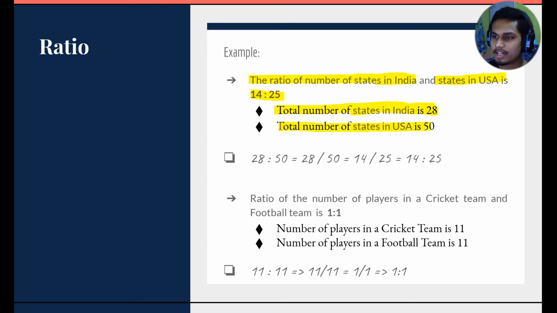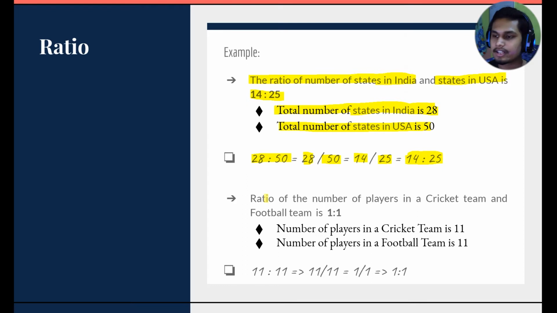So if we see the ratio, we just have to make the fraction of these two numbers, that is 28 and 50. So the ratio will become 28:50, equals 28 by 50. If we simplify this, we will get 14 by 25. That means the ratio will become 14:25. So this is the application of ratio. We can simplify and compare the number of states in USA and India using this ratio.